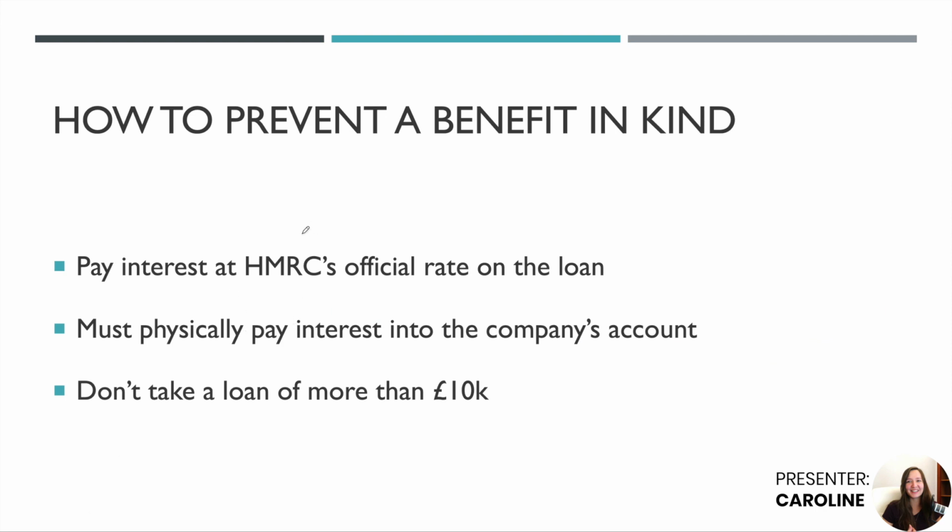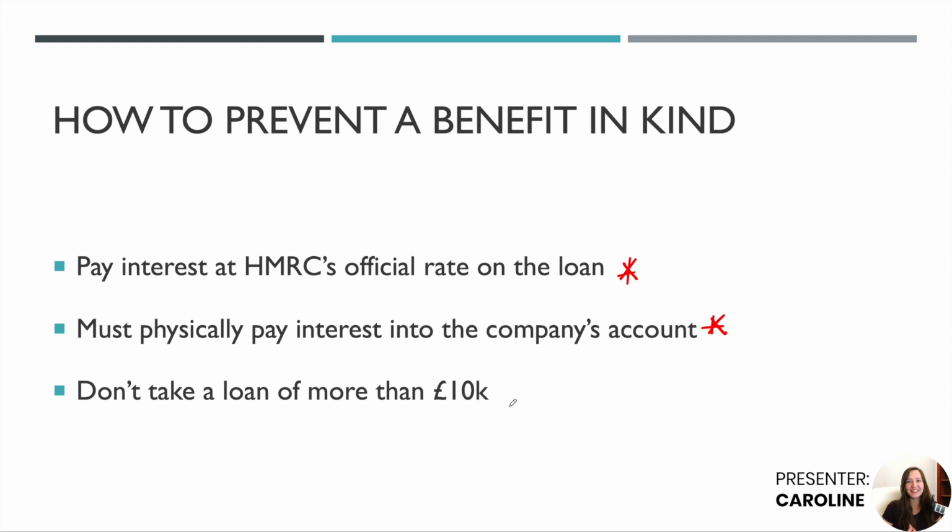Firstly, we'll just go over how to prevent the benefit in kind for your loan. I've mentioned this a few times now. You would need to pay interest at HMRC's official rate on the loan, which is straightforward enough. You might just want to get an accountant or a tax advisor to help you with setting that up, just to make sure you're doing it correctly and making all the calculations of the interest correctly. You must physically pay interest into the business account. So you can't just say, here's the interest charge for the year, I'm expensing that and I owe that money to the company. No, it doesn't work that way. You physically have to repay interest into the business account from a personal account.